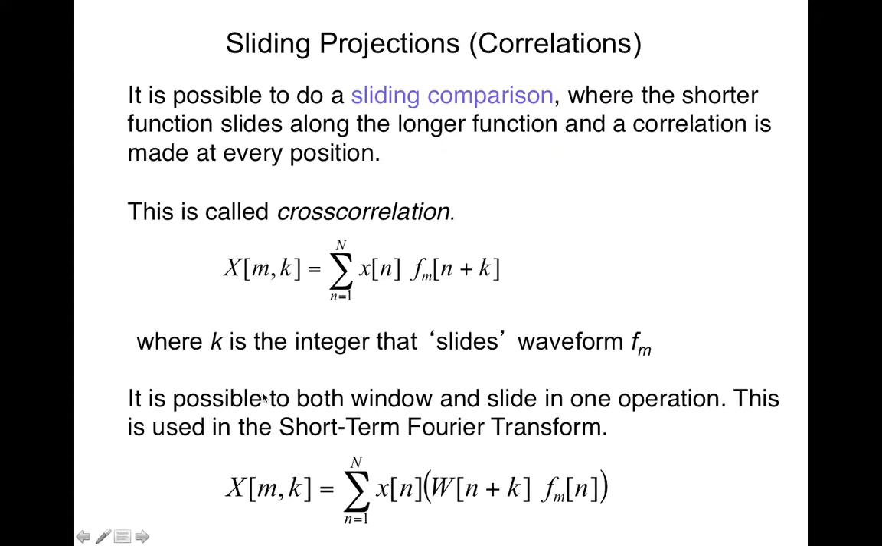So it's possible to use both the window and slide in one operation, and this is often called a short-term Fourier transform. In this case, you have your window, and you have your data, and you have your probing function, and it's the window that's actually accomplishing the sliding.